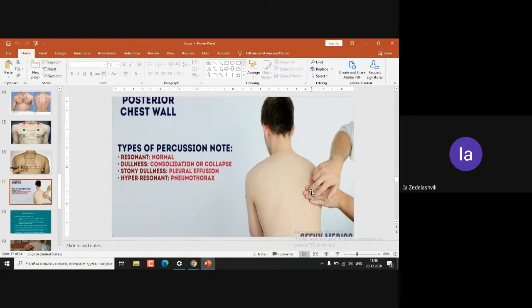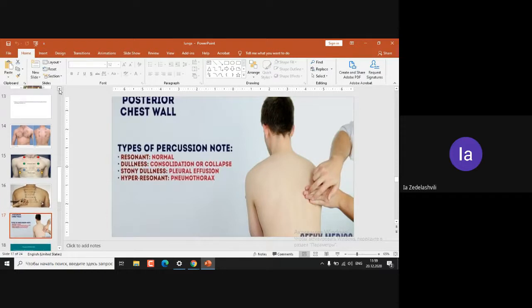But if there is an increase of resonance, or tympany, or a decrease of it, perfectly dullness, it gives you information about the diseases we have in our inner organs. So dullness can be in consolidation or collapse. Stony dullness can be in pleural effusion. Hyperresonance or tympany is in pneumothorax. I will give you some short videos, and you will understand it.